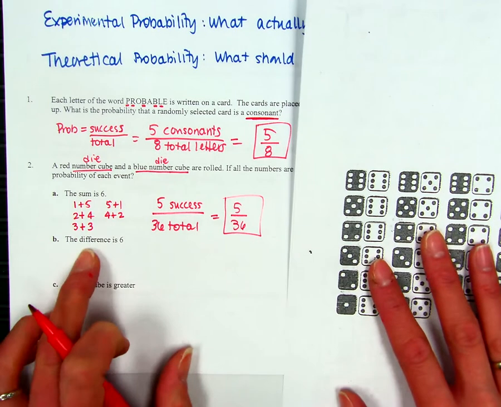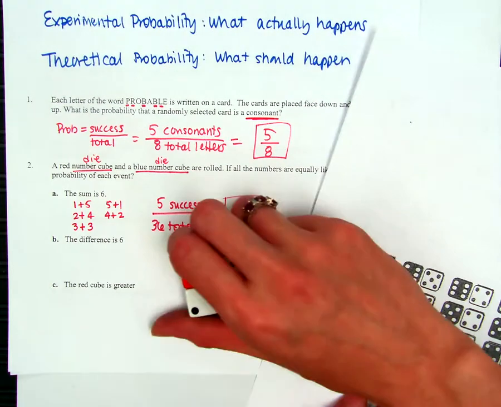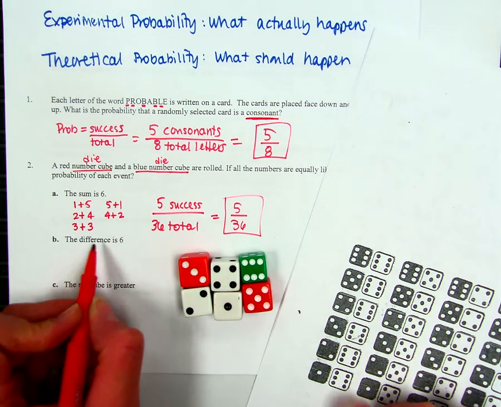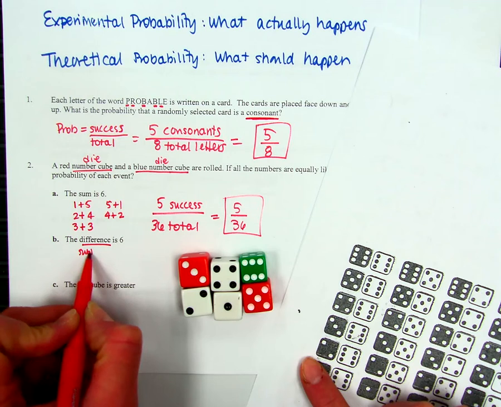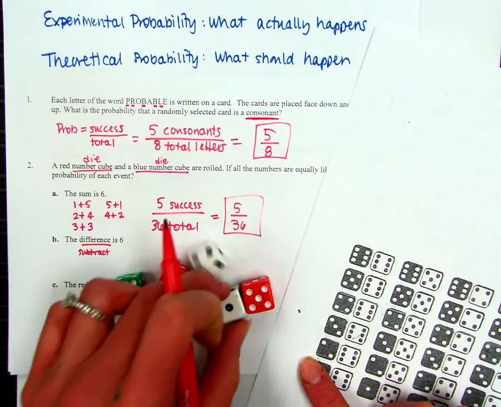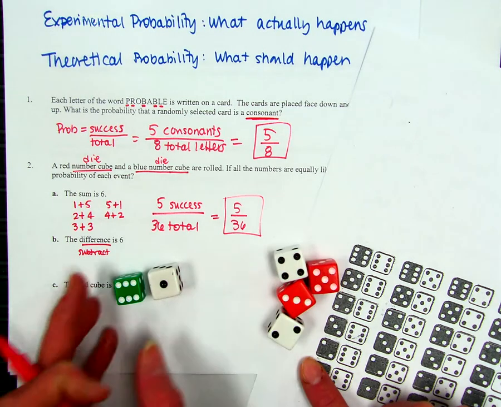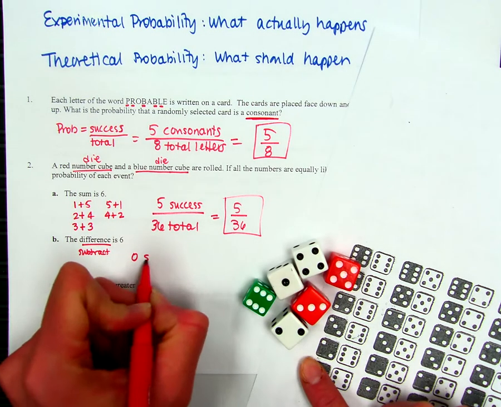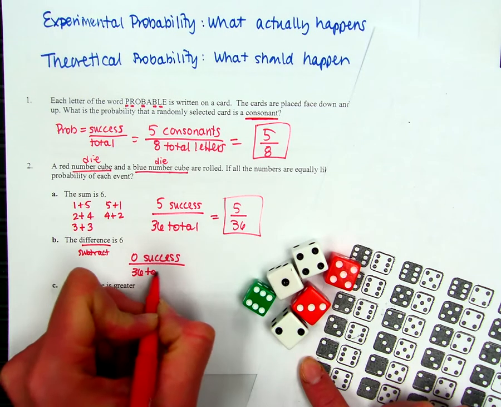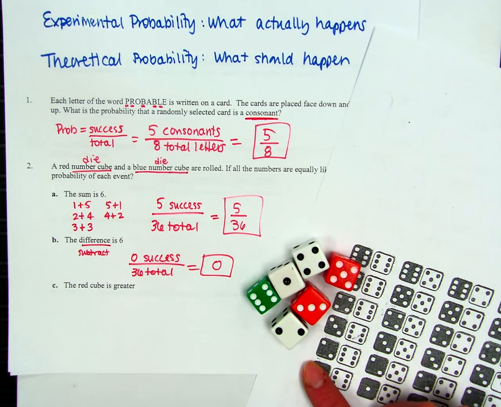All right, so here it says the difference is 6. So is there a way to, here's our 6 dice. Could we subtract 2 numbers? Difference means to subtract. Right? Could I do, like, even if I did 6 minus 1, right, that would give me 5. So that's not possible. So there are no successes over total of 36 rolls, so that would be 0. Right? So not possible at all.